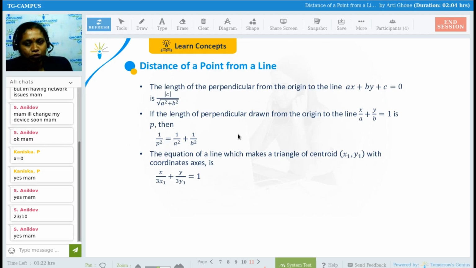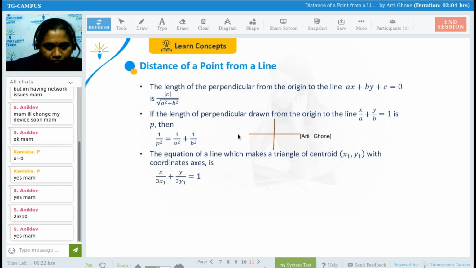Now if the length of the perpendicular is drawn from the origin on a line in intercept form, this is the intercept form: x by a plus y by b is equal to 1. Now how does this line look? Do you know how this line looks? If this is my x-axis and y-axis, then the line looks like this. This is the intercept a on x and this is the intercept b on y.